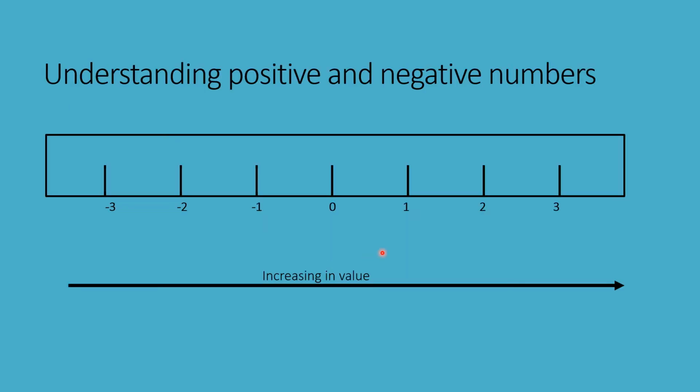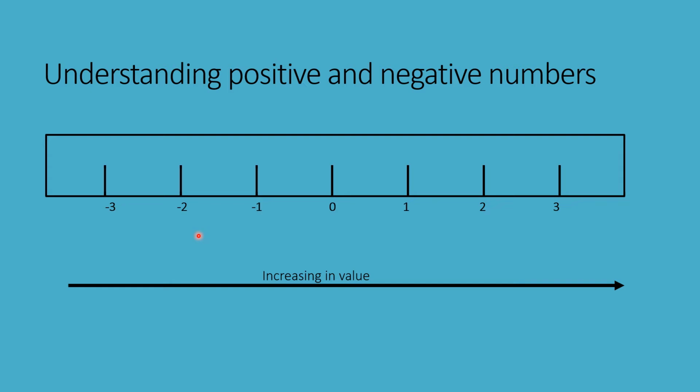So hopefully you're already familiar with positive numbers. As the number increases, so does the value. 1 is bigger than 0, 2 is bigger than 1, 3 is bigger than 2, and so on. It increases in value as the number increases in magnitude or size.